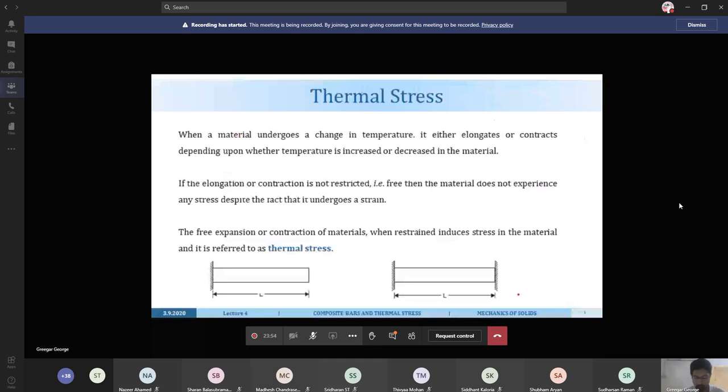Okay, now we'll move to thermal stress today. When a material undergoes a change in temperature, two things can happen. The change in temperature can be an increase or a decrease. When temperature increases, the material has a tendency to elongate. Similarly, when temperature decreases, the material can contract also. Suppose this is our body, this is the bar, and if a temperature increase is happening, then this body elongates like this. This elongation is the elongated length delta.